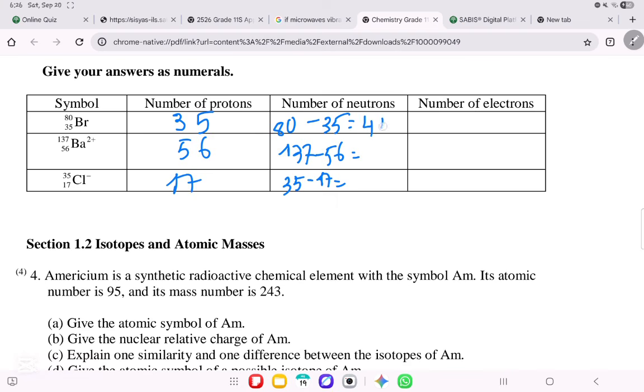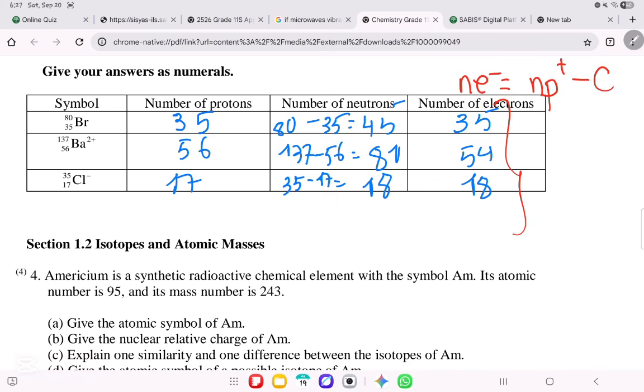So this is 45, 81, 18, 35, 54, 18. Now, why did I say this is 35, 54, and 18? Because again, we said that the number of electrons is equal to the number of protons minus the charge. Or the opposite, charge is equal to number of protons minus the number of electrons.